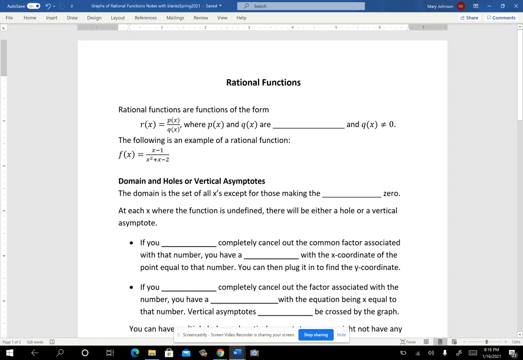All right, so I want to do a video on rational functions. They're used a lot of times when we're looking at limits, and I think it would help you to have a little exposure to that now. Rational functions are functions that look like this: there's a polynomial on top and a polynomial on the bottom. So the numerator and the denominator are both polynomials.